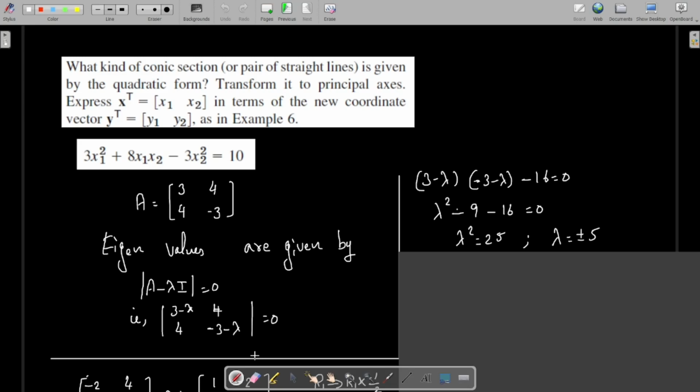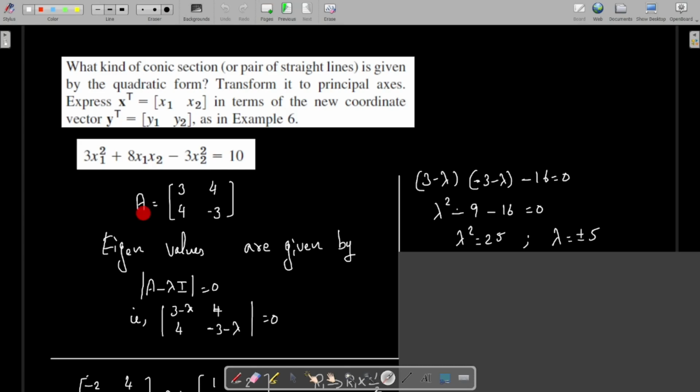What kind of conic section is given by the quadratic form Q equal to 3x1 square plus 8x1x2 minus 3x2 square equal to 10? Transform it to principal axis and express the vector x1, x2 in terms of new coordinate vector y1, y2. This is a problem. So first of all, you have to identify the symmetric matrix corresponding to this quadratic form.